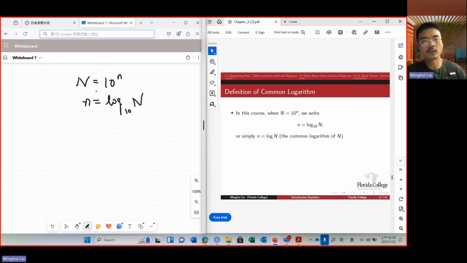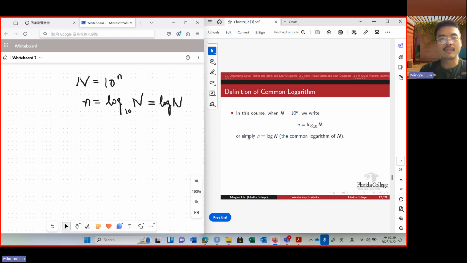The answer, based on the first equation, is small n. That's the value for log base 10 of N. Again, remember, log base 10 of N just means 10 raised to what power is equal to big N. Sometimes we can omit the base if there is no ambiguity and simply write log of N. You probably learned in college algebra that if you don't write a base, by default the base value is 10.